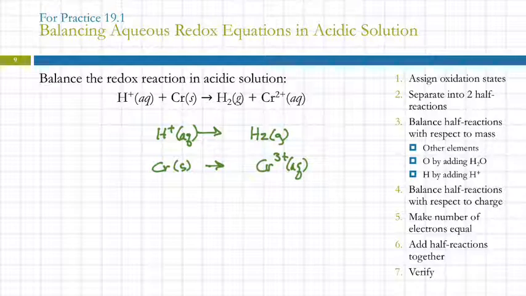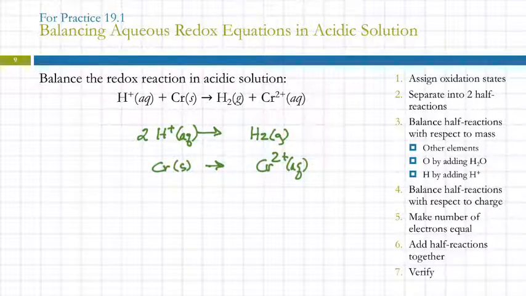I put the wrong charge there. That's not good. It's a 2+. Okay? So I'm at two half reactions. I'm going to balance them with respect to mass. So here I've just got hydrogen on each side, but I've got one hydrogen here and I've got two there. So I need to put a 2 in front of the H+ so that I can have two hydrogen atoms on each side. And then when I look at the second one, I have one chromium and one chromium. That one's already good.